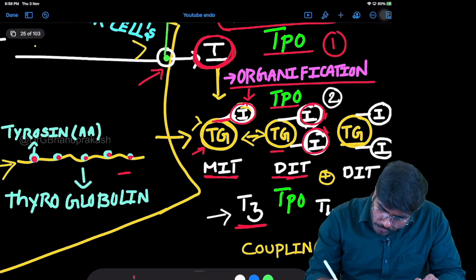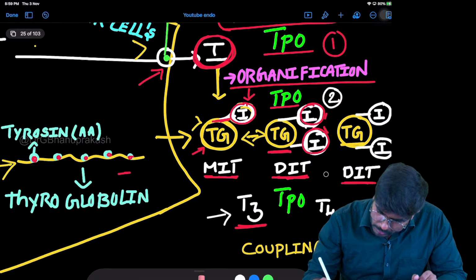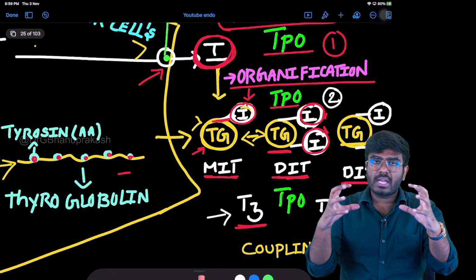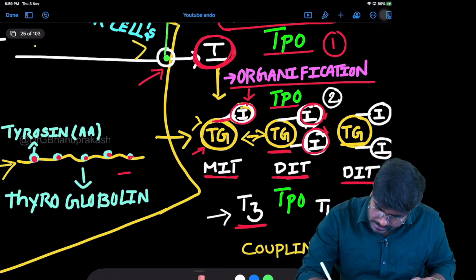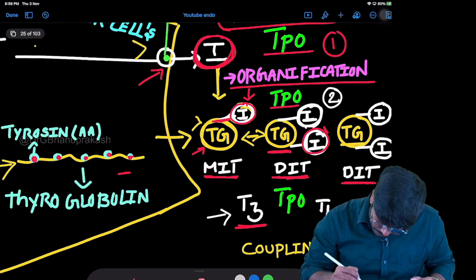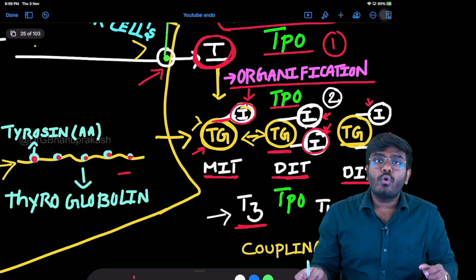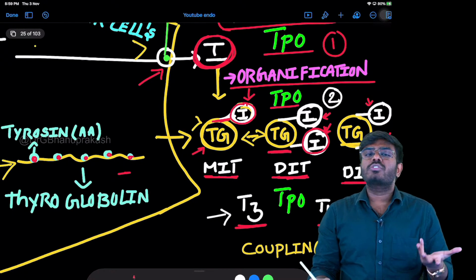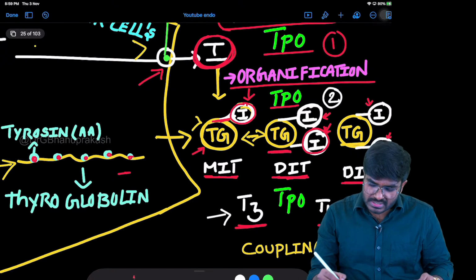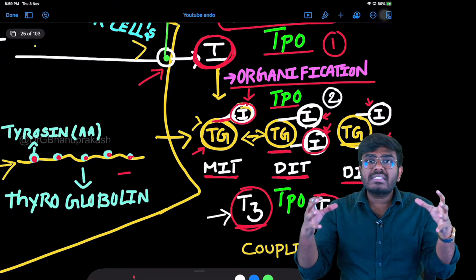Now, if you couple one diiodotyrosine molecule with another diiodotyrosine molecule, two DITs, how many iodides do you have? 1, 2, 3, 4. This is the first iodine, second, third, fourth. So 4 iodine atoms are there. This is called tetraiodothyronine, also called thyroxine. So this is how T3 and T4 are formed, and the last step is a coupling reaction.